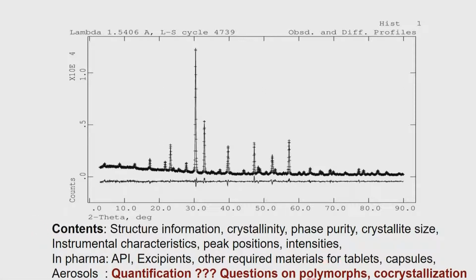So, questions on polymorphs, co-crystallization, which would mean the formation of co-crystals, the formation of salts, the formation of eutectics, those kind of phases will also come into the picture. We can also work out in the case of tablets, we can analyze the tablets directly, other required materials for tablets apart from excipients and the API, and then we can also analyze the capsules and aerosols. So, these are some of the advantages with powder diffraction which probably we will not have with single crystal diffraction.